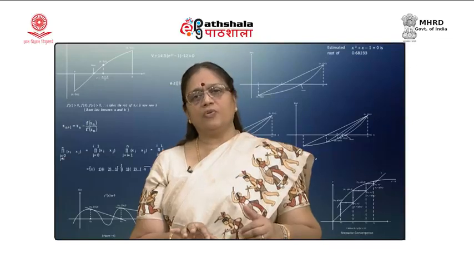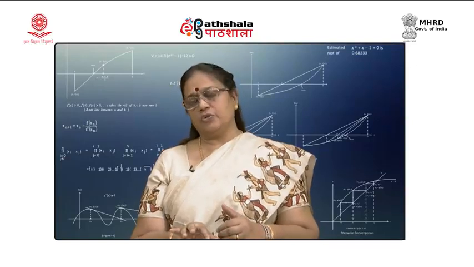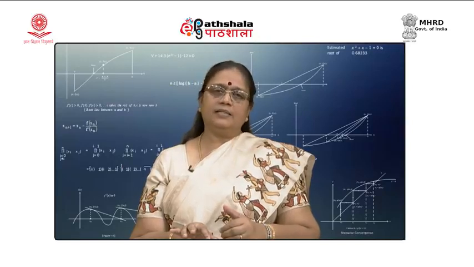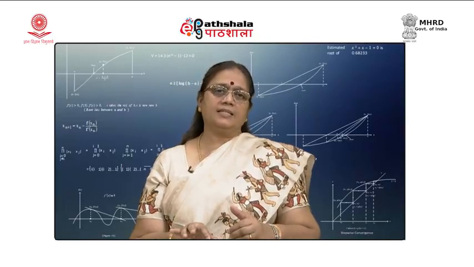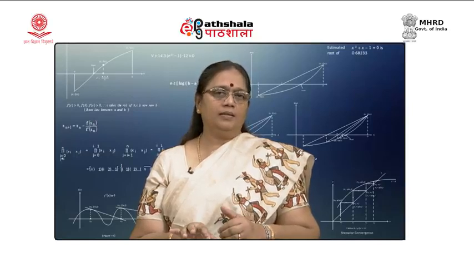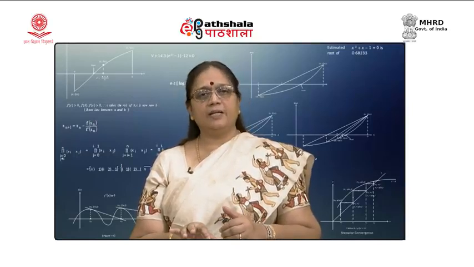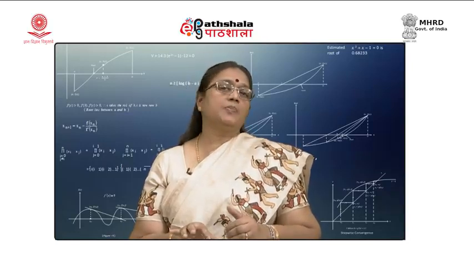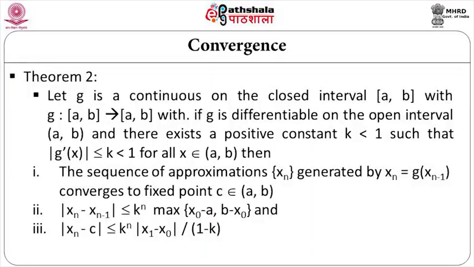Now we only have to look for different ways of writing f(x) equal to 0 in the form x equal to g(x). Once we do this, we have to select g(x) in such a way that the numerical value of the derivative is less than 1, and if more than one such g is available, then the smaller the value of the derivative, the better the pace. So these two theorems help guide us in selecting a proper g(x).